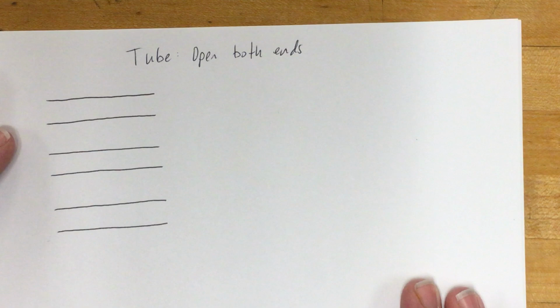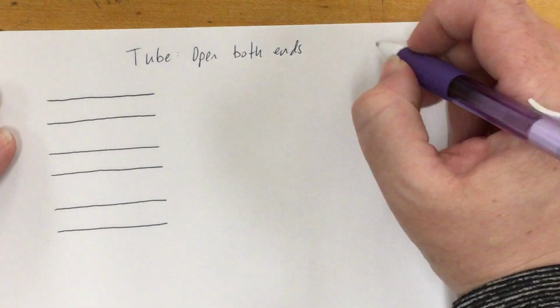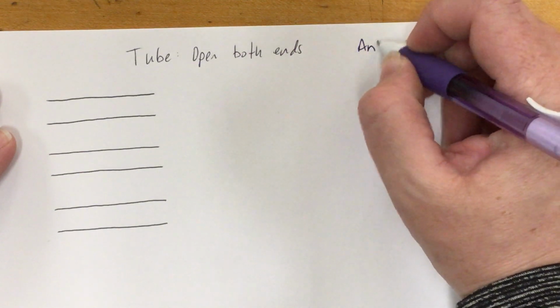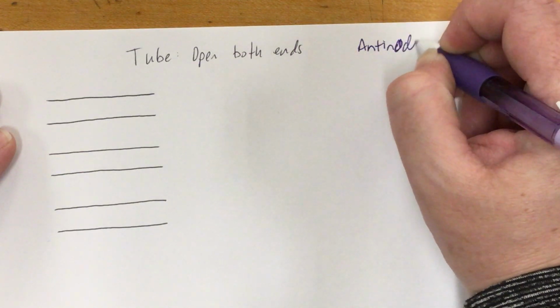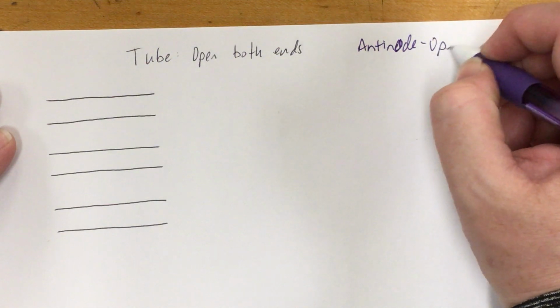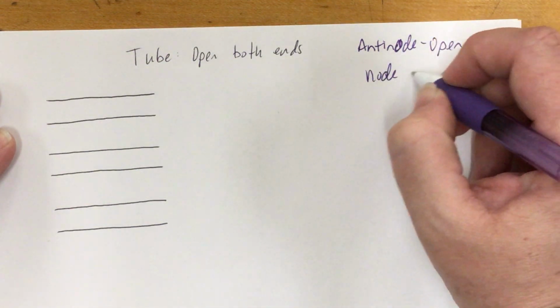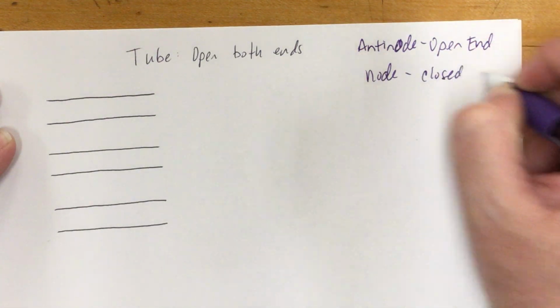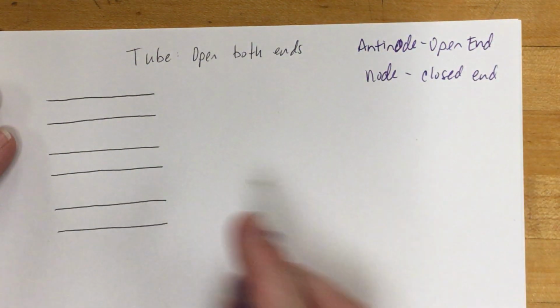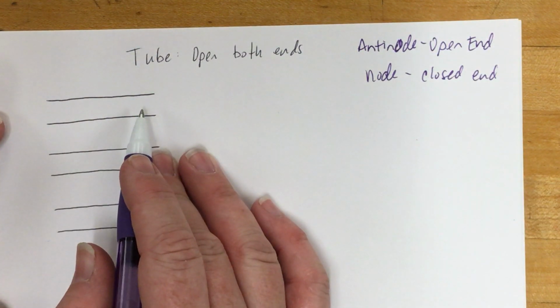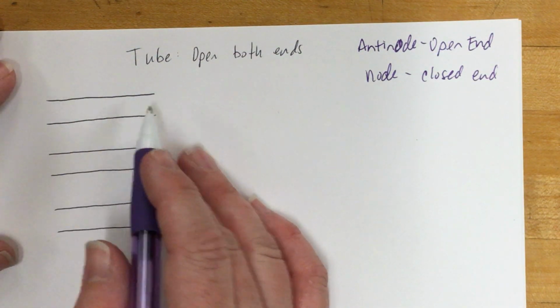Now the same thing happens in a tube. There's two types of tubes that we'll deal with. One of them deals with a tube that's open at both ends. With any type of tube, an antinode falls at an open end, and a node falls at a closed end. So because both of the ends of this tube are open, we'll have an antinode at each end.